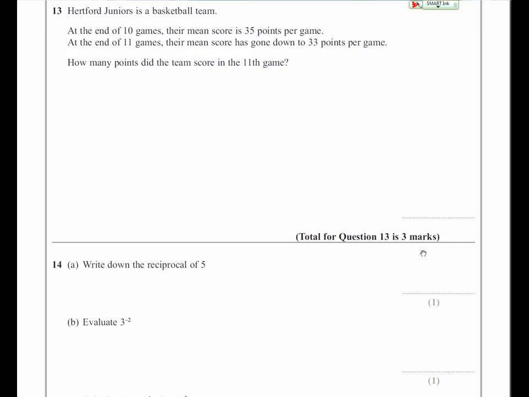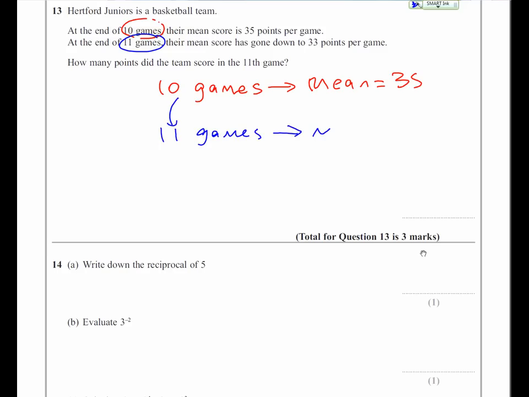Right. Hertford Juniors is a basketball team. At the end of 10 games, their mean score is 35 points per game. At the end of 11 games, so they've played one more, their mean has gone down to 33 points per game. This could be a real situation if you're watching sport and you're given a load of data on the TV. How many points did the team score in the 11th game?